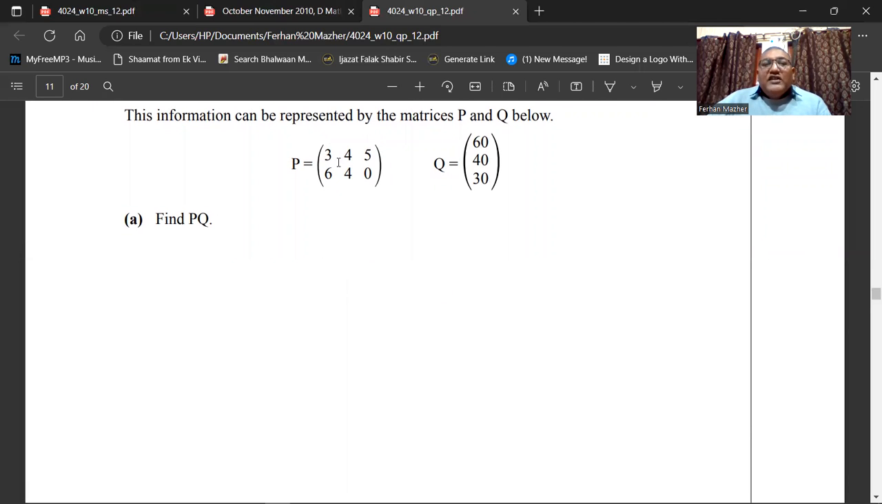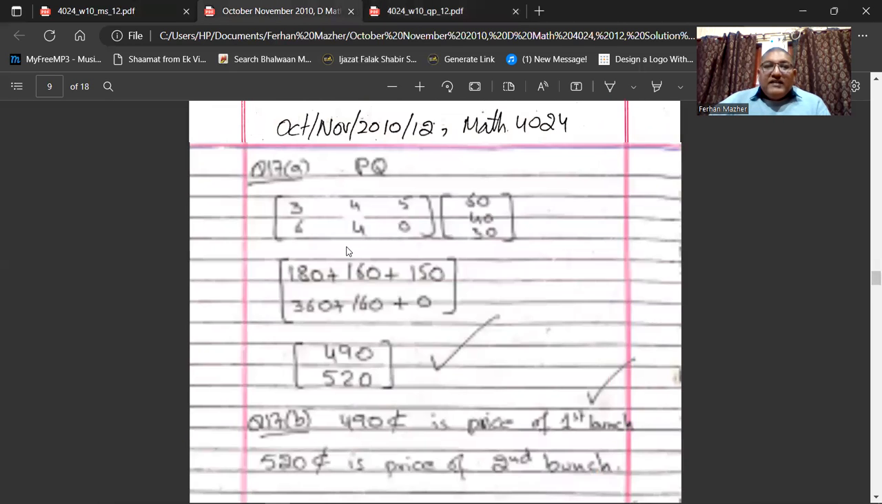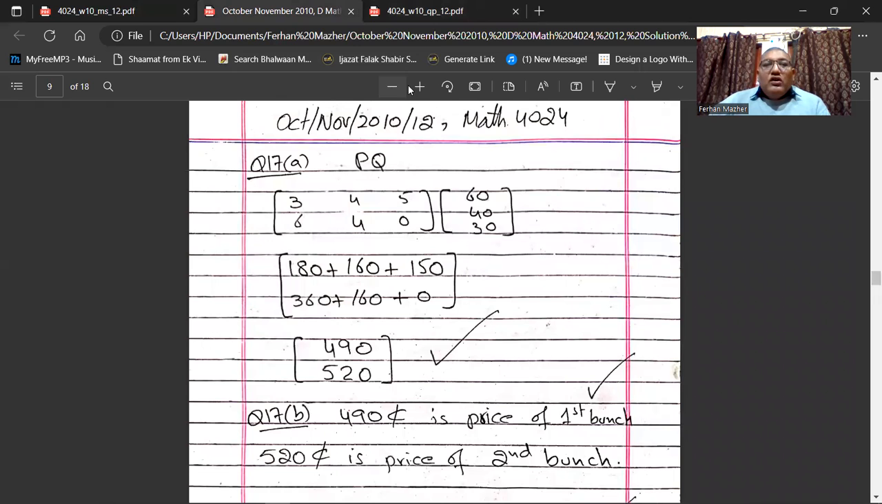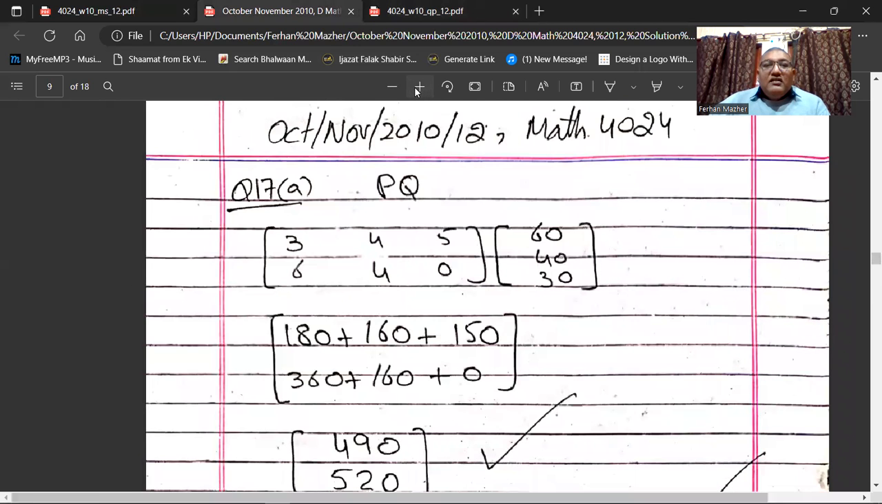From here, I will take the rows. From here, I will take the column. First member multiplied with the first, plus second member multiplied with the second, plus third member multiplied with the third. Then the second row will multiply with that column in the same manner. So let me show you how this is done.